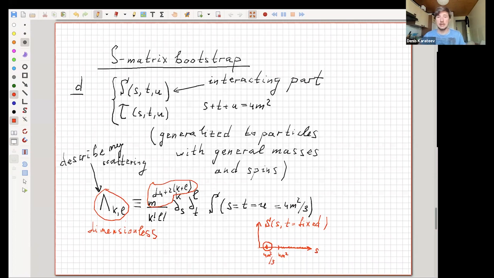And what I would like to do is to ask the question, can I have quantum field theories with Poincaré symmetry, which are also unitary? What kind of values of capital Lambda can I have in those theories? Maybe all lambdas are allowed. Maybe not all of them. So that is the question. And the bootstrap can answer that for you. Excellent. So what assumptions enter in the S-matrix bootstrap?